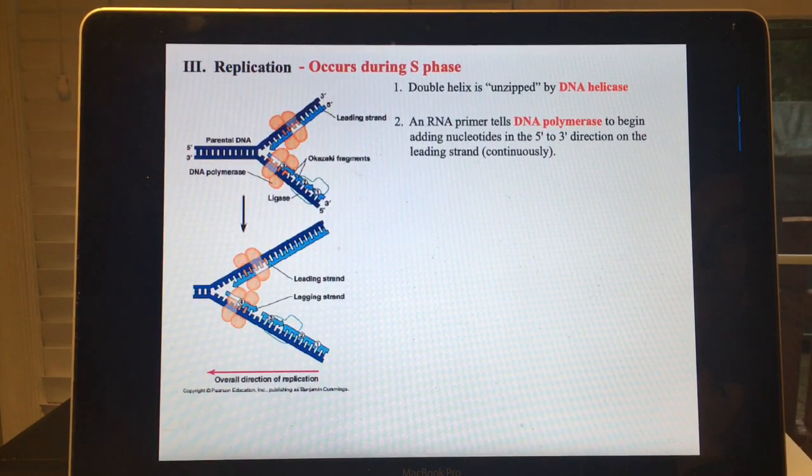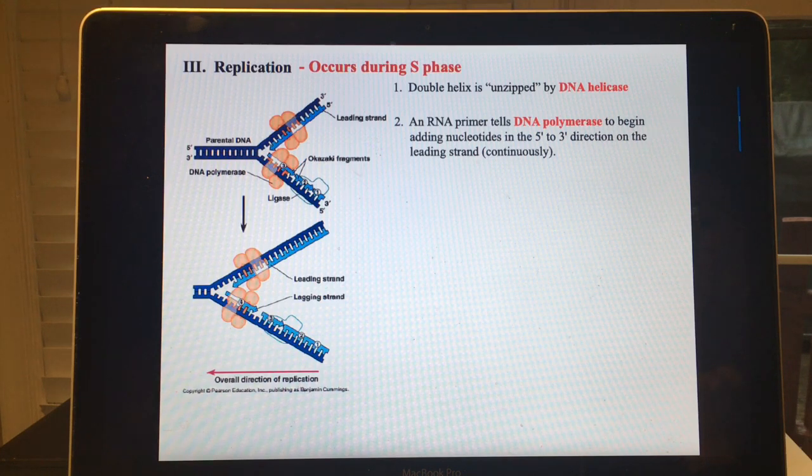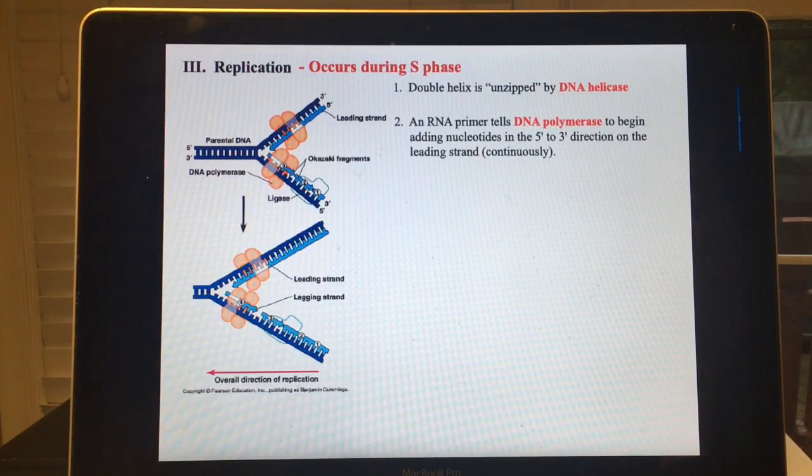Scientists noticed that there were two actual different speeds that this process was going on. On one side of the DNA replication fork, the new strand was being built rather quickly, and on the other side, slowly. And so they named the side that was being built more quickly the leading strand, and the slower side the lagging strand, because it lagged behind the leading strand.